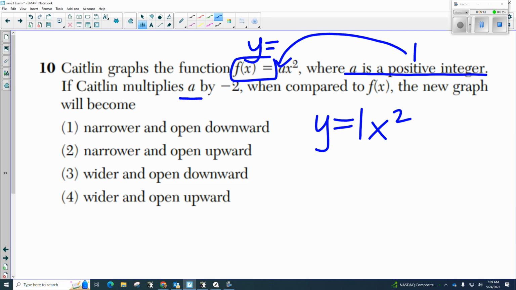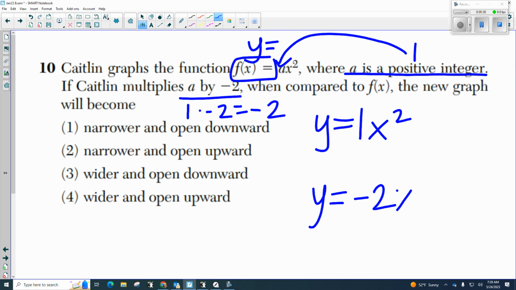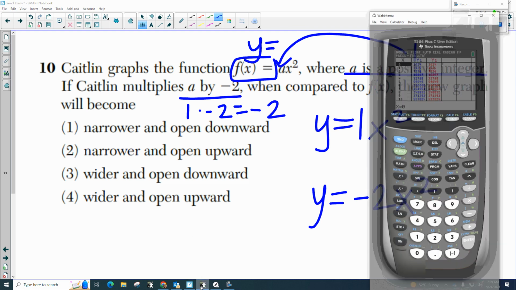Okay, now we have to multiply a by -2. So if a is 1 and I multiply it by -2, 1 times -2 is -2. All right, so the second graph that we have is going to be -2x squared. All right, so let's get our calculator.